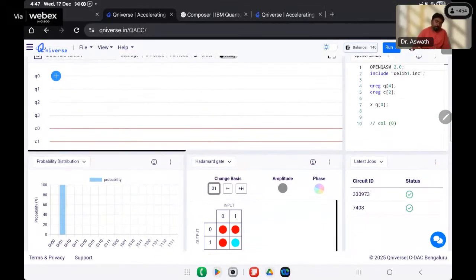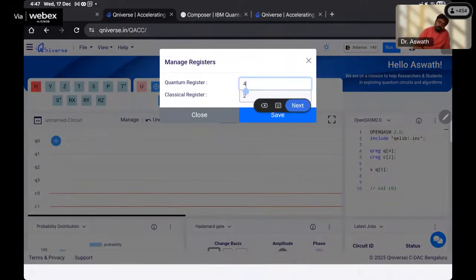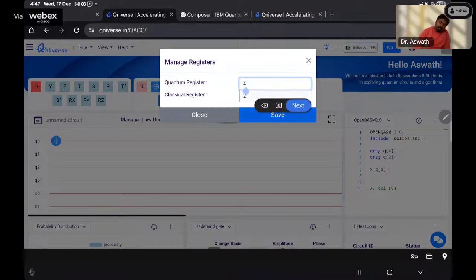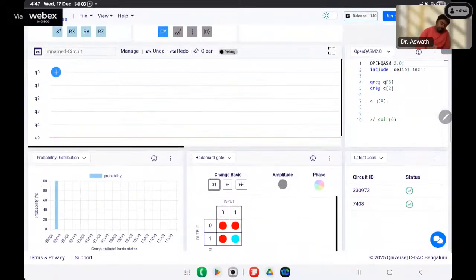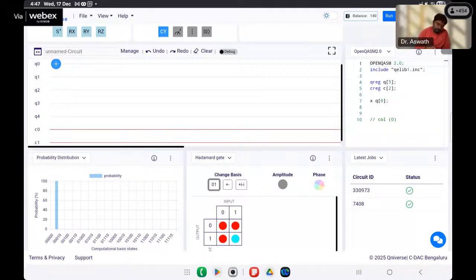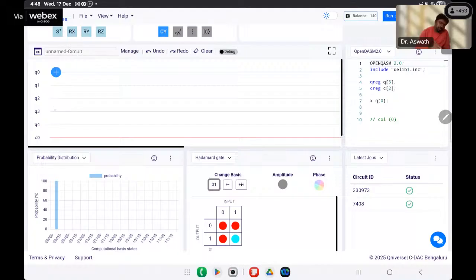0 0 0 1. Now let's add an ancilla to this. How do I add it? I just remove that, make it 5, and save. So 5 qubits are there. Even the fifth one, the ancilla, is being added where? It is being added at the right extreme. See, it is added: 1 0 0 0. The Q4 is coming at the right extreme.